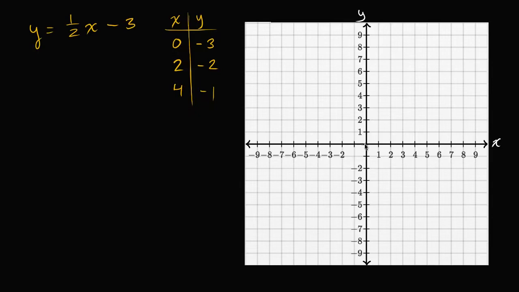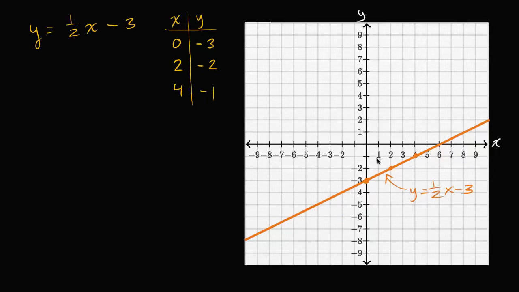The point 0, negative 3 is on this line. And actually let me do this in a slightly darker color so that we can see it on this white background. 0, negative 3 is on the line. 2, negative 2 is on the line. And then we have 4, negative 1. So when x is 4, y is negative 1. And I could draw a line that connects all of these. So it would look something like that. So this right over here, this is the graph of y is equal to 1/2 x minus 3.